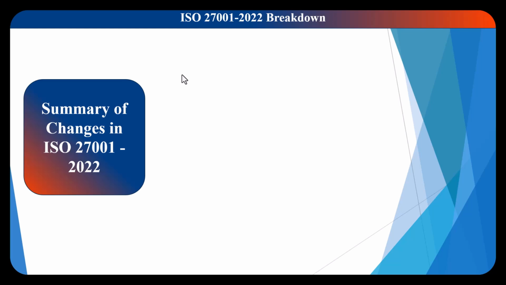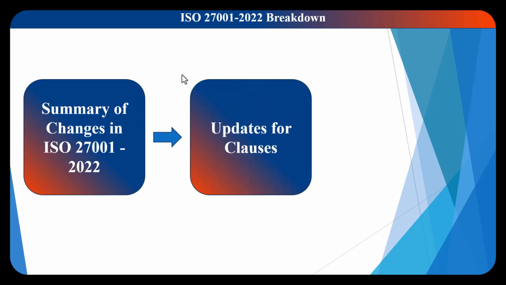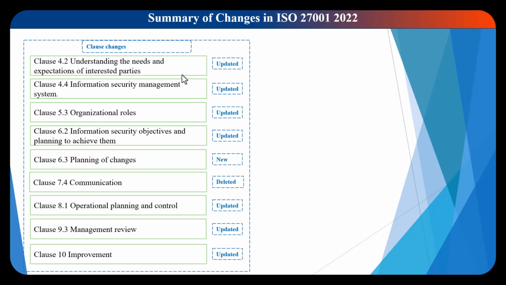Okay, let me give you a detailed breakdown of the ISO 27000 2022 version. I'll go over the summary of changes, followed by the updated clauses, followed by the updated controls. So let's get started. First things first, let's look at the list of updated clauses. Clause 4.2, which talks about understanding the needs and expectations of interested parties. Clause 4.4, Information Security Management System. Clause 5.3, Organizational Roles. Clause 6.2, Information Security Objectives and Planning to Achieve them.